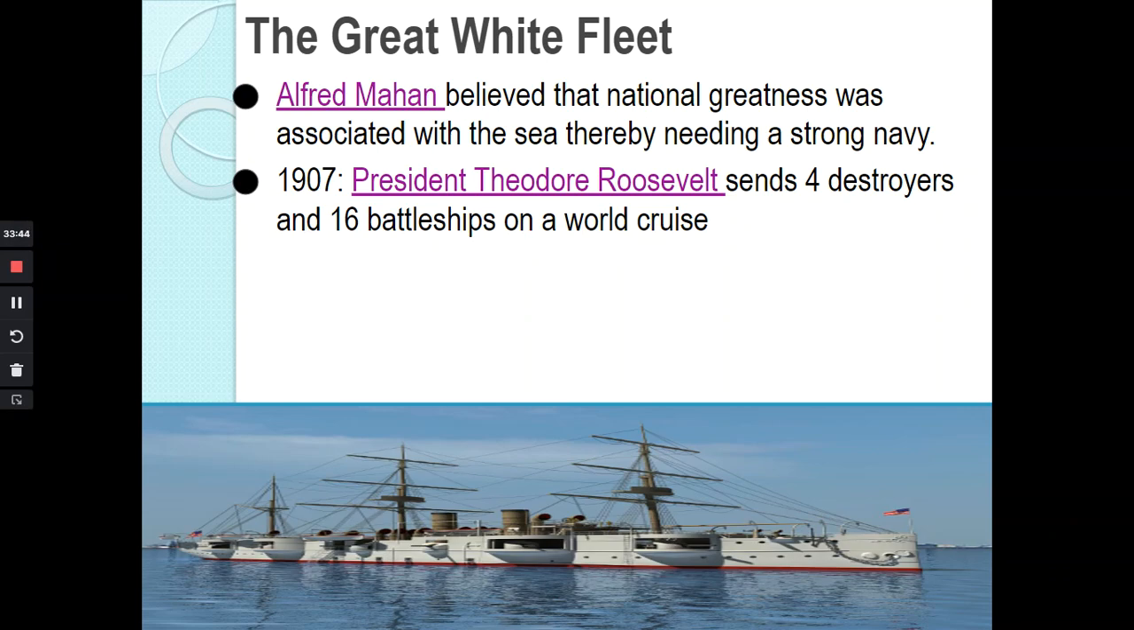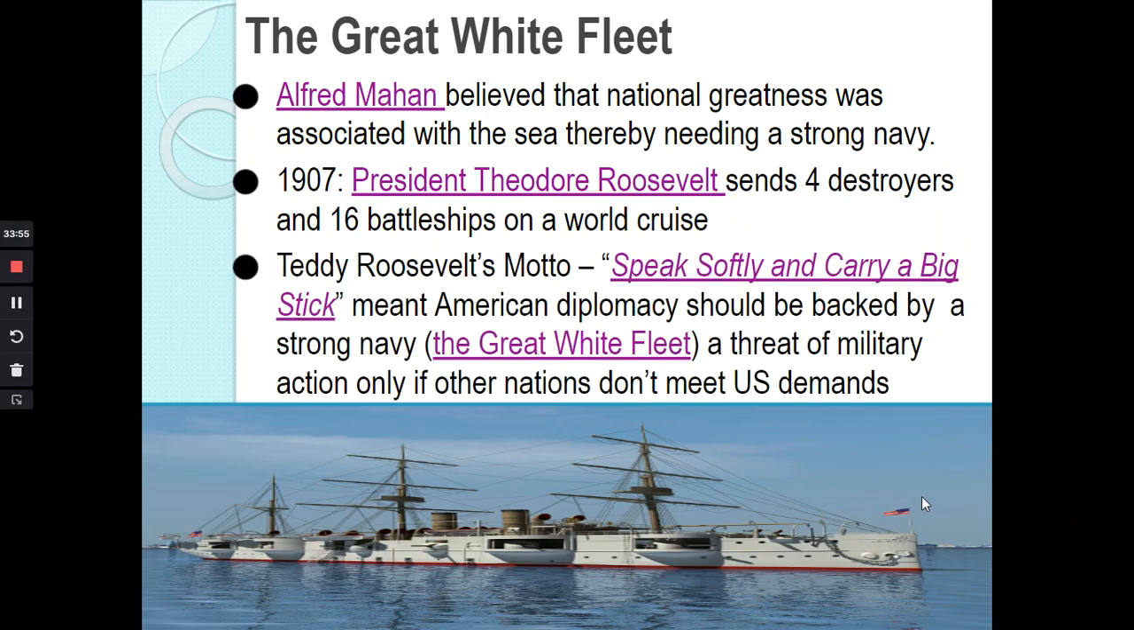And we built 4 new destroyers, 16 battleships, and we take it on a world cruise basically to tell the rest of the world, watch out, here comes the United States, and we're flexing our muscles to show that we're strong. His motto was, speak softly and carry a big stick. In other words, we don't want to cause problems, but if you cause problems with us, we've got the military backing to protect us and support us. And so we build this strong Navy known as the Great White Fleet. And that way, the world knows the United States is definitely gaining power.